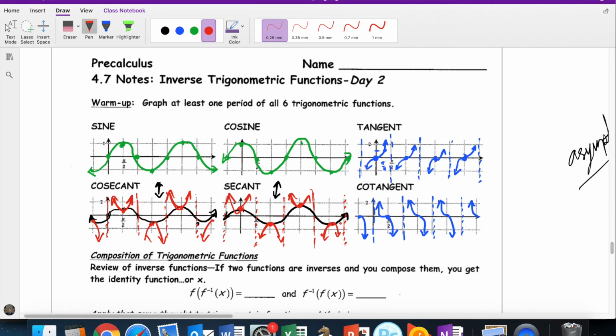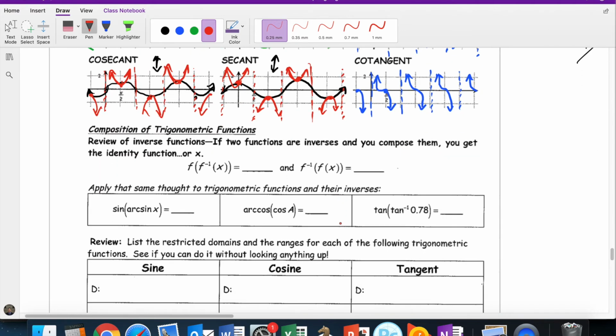All right, so moving on. Composition of trigonometric functions. It basically says that if you have an inverse function and a regular function, or the original function, that if you compose them, which means something like f of the inverse of f of x, then it's going to give you the identity function, or x. So what's the answer to this? Yeah, the answer is just x.